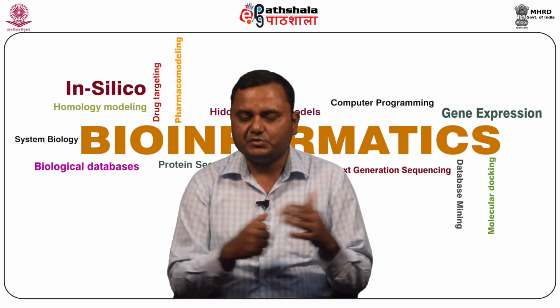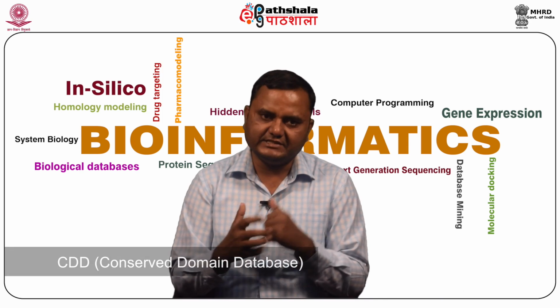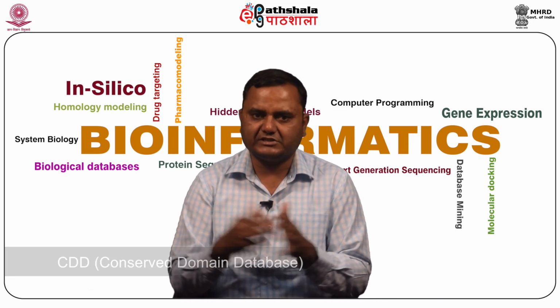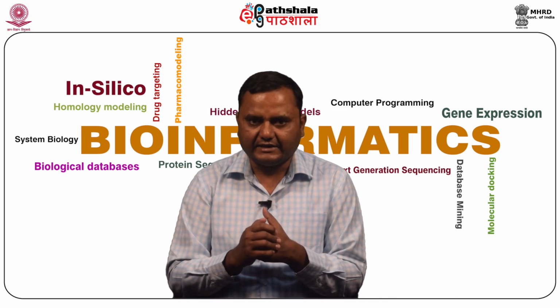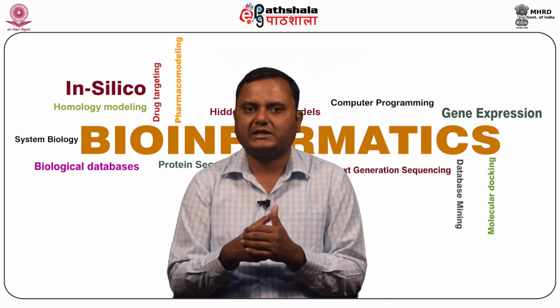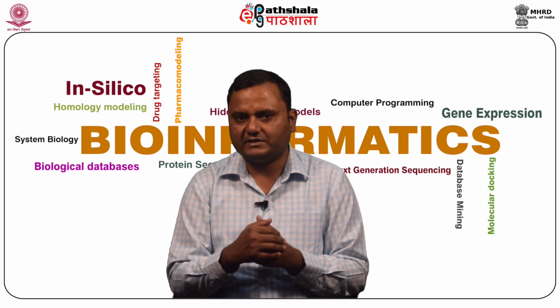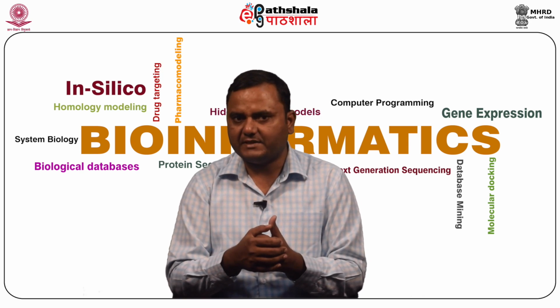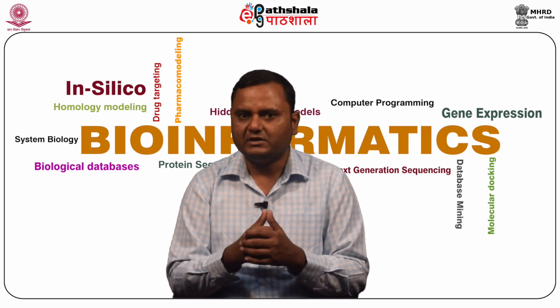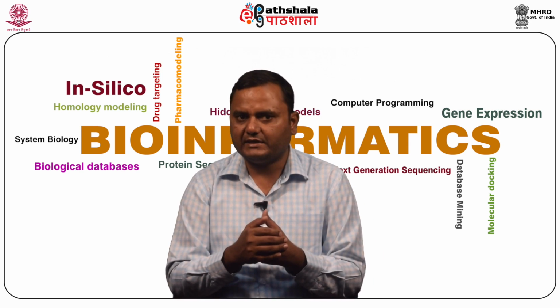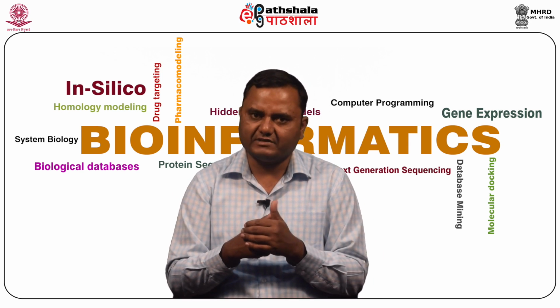Then the most widely used tool for domain finding is the CDD, the Conserved Domain Database, which is associated with the NCBI, and it holds alignments of models for conserved protein domains. So these are some tools, based on bioinformatics databases, that can be used to predict the different types of domains and motifs present in a given sequence.